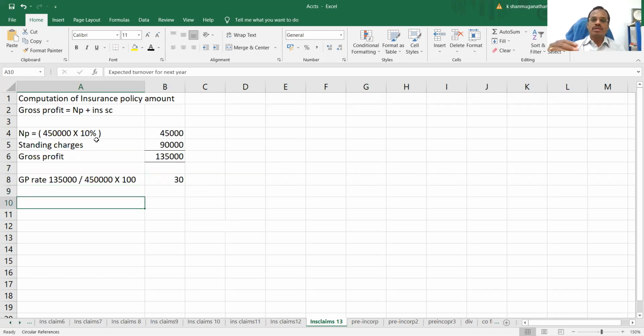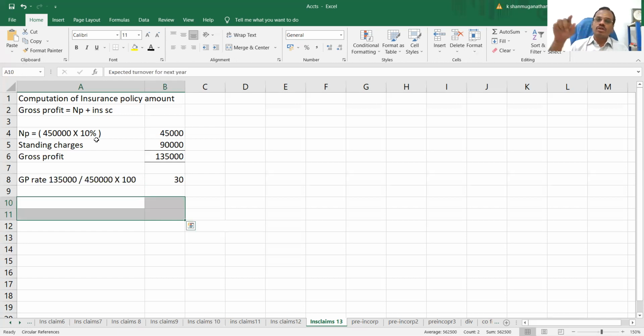Then the expected turnover for next year, because an insurance policy is not taken for the past. In your life, you will never take an insurance policy for the past. I assure you, legally it is not possible. No law permits taking an insurance policy for the past. Don't ask me illegal things. A fraudulent person may take one for the past for some reason, but let us not discuss that. So we need to calculate the expected turnover for the next year.